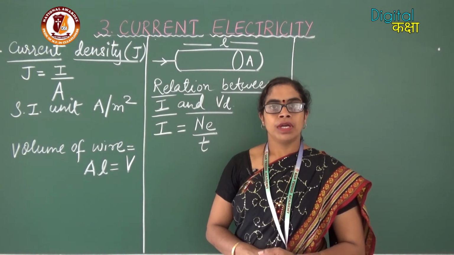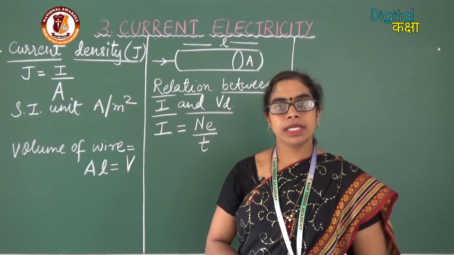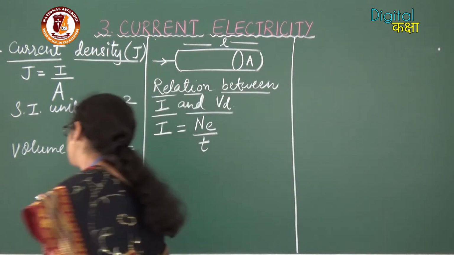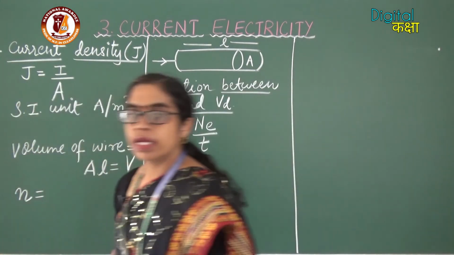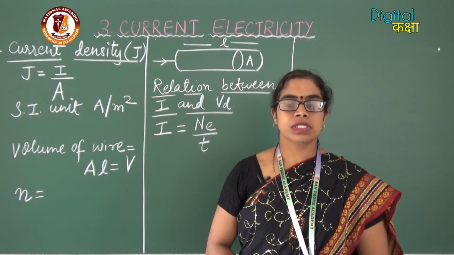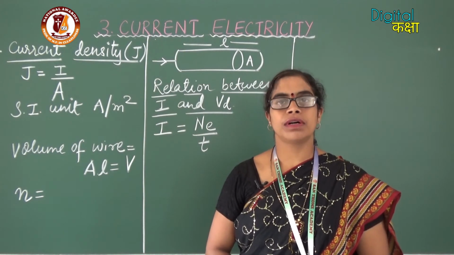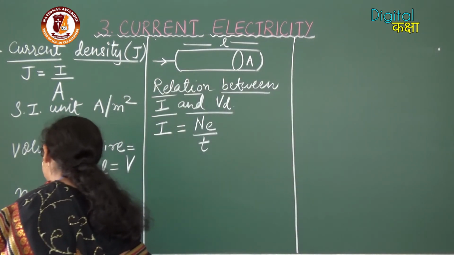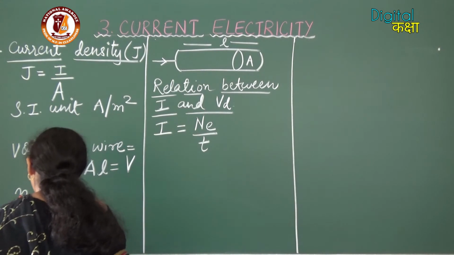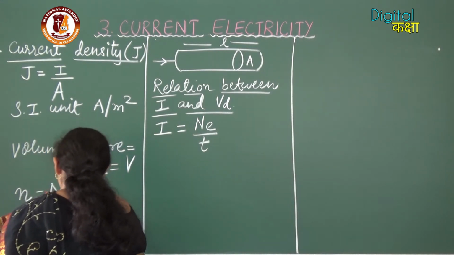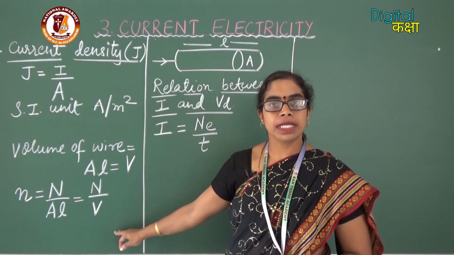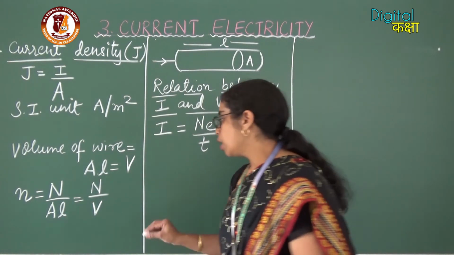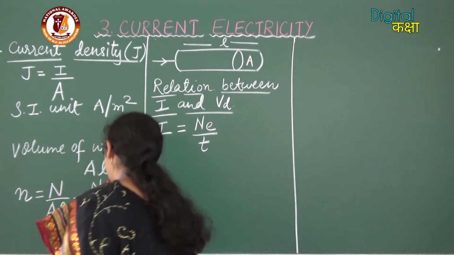which can be represented here by capital V. We have to introduce a new term here, that is number density. Number density is the physical quantity which is denoted by small n and is defined as the number of electrons per unit value of the volume of the wire. So, mathematically, I can write small n to be equal to capital N upon AL or even capital N upon V. This physical quantity, number density, has its unit per meter cube or meter to the power minus 3.